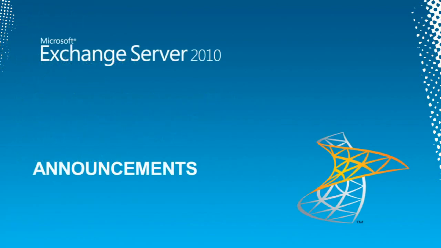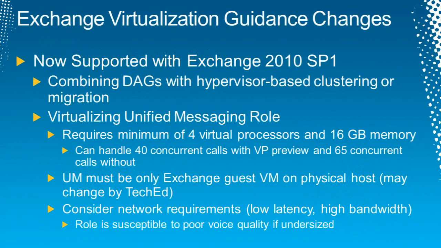So, starting with the big thing, the announcements. In case you didn't read it on the Exchange Team blog, or on one of your Facebook friend pages, or on Twitter, or one of the many news feeds that carries it, we today announced on the Exchange Team blog a support guideline change around our virtualization support for Exchange 2010 SP1. Specifically, two major changes. One is that the unified messaging role is now supported in a virtualized environment. And two, we are now going to support the combination of database availability groups with hypervisor-based clustering and migration technologies.